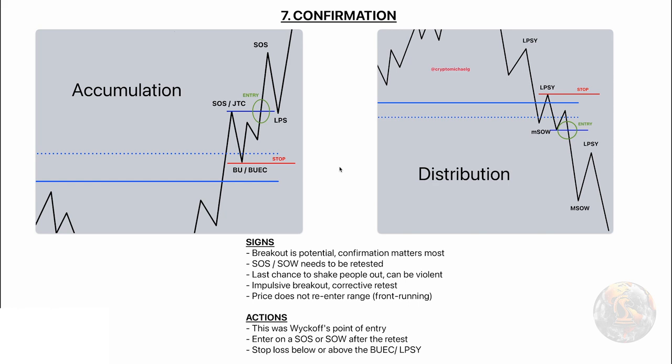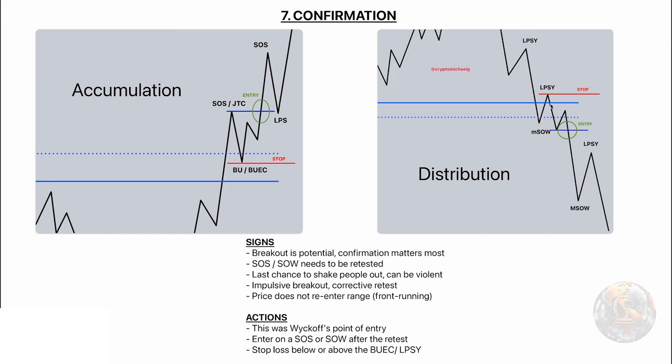So let me explain that. In accumulation, you wait for the breakout that we see here. You wait for the retest, and then you wait for the further show of strength, which is the breakout of the breakout. Make sense? This is why you don't buy this breakout. You buy this one, and you put your stop below the retest consolidation. Okay, that's for bullish.